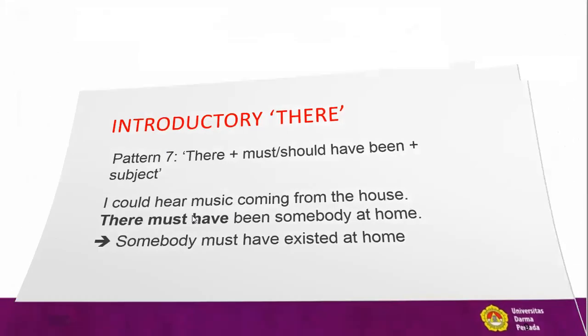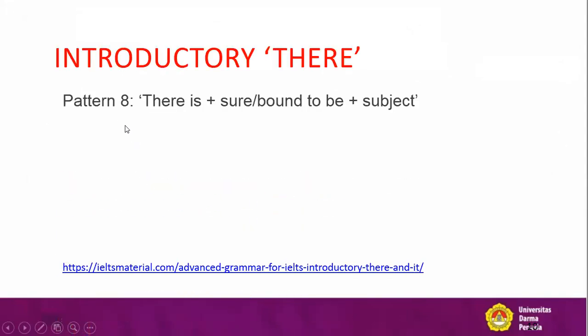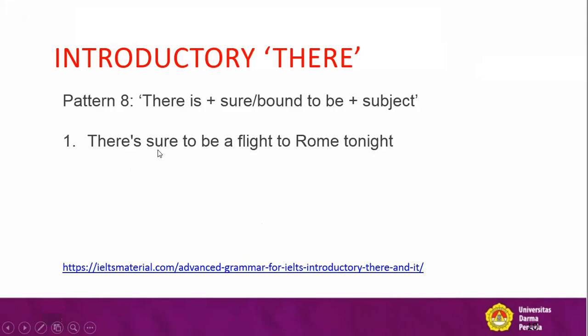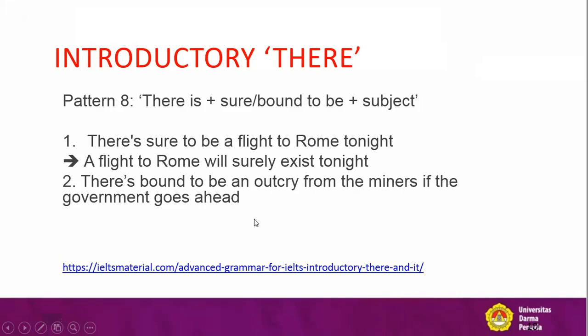Let's see pattern 8, introductory there. We have there is, and then sure to be, and then subject, or there is bound to be, plus subject. There is sure to be a flight to Rome tonight. There is sure to be, and then a flight, that is the subject. So what does it mean? A flight to Rome will surely exist tonight.